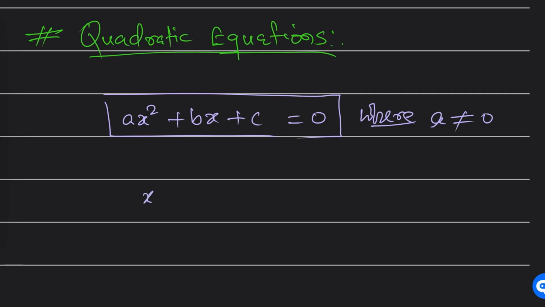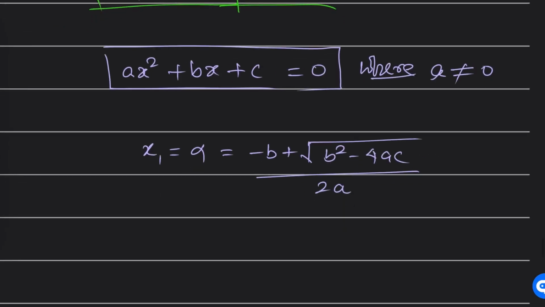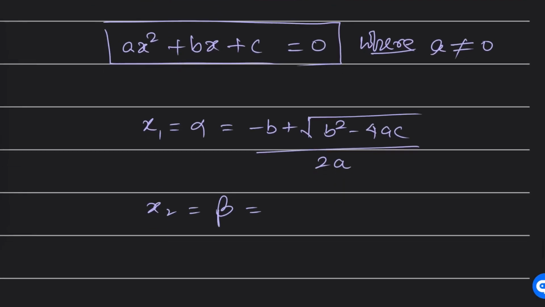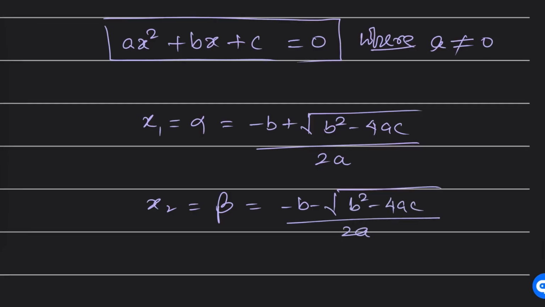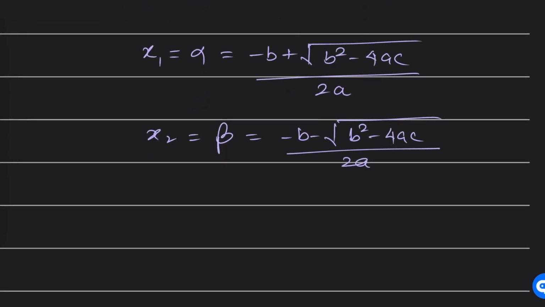Sir, how to write the formula of root? x1, or you can write alpha. x1 is generally, some books write alpha also. So x1 is alpha, that is equal to minus b plus root over b square minus 4ac upon 2a. What is x2, sir? Root 2, that will generally be denoted with beta, and that is equal to minus b minus root over b square minus 4ac upon 2a. These are the two roots of this quadratic equation, sir.